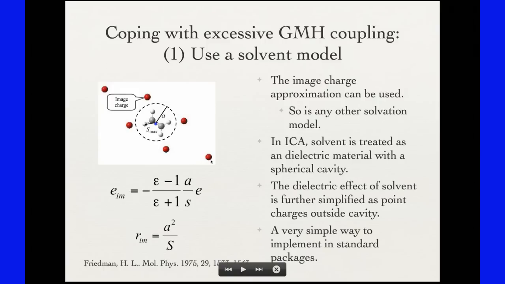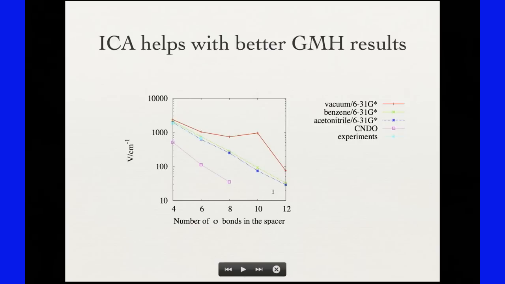So in Q-Chem, when you figure out where and how large these charges are, you just make a separate section with each charge included, and it is a very simple way to implement. And it helps. The coupling values go all the way down.